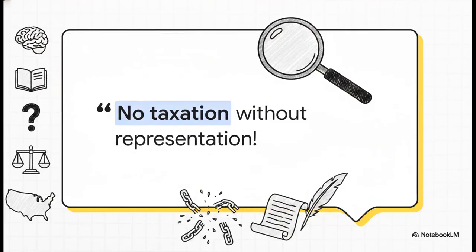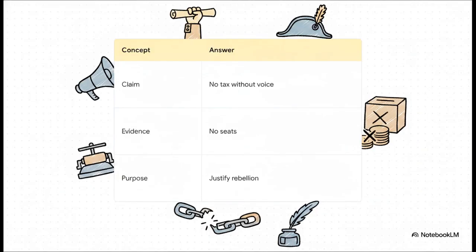Picture this iconic rally cry pinned right to the center of our evidence board. No taxation without representation. You've probably heard it a million times. It was literally everywhere during the Revolution. But as detectives, we don't just read it, we interrogate it. How do we use our 5-part toolkit to crack what this really meant for the rights of citizenship? Let's break it down using our tools.